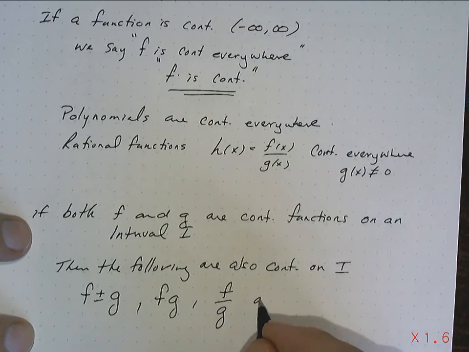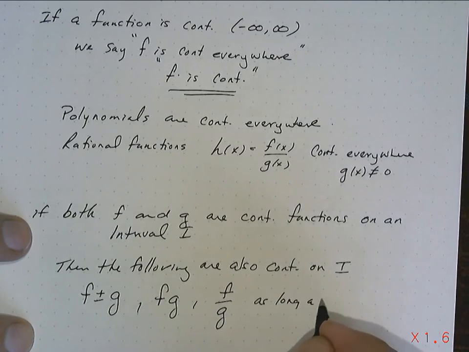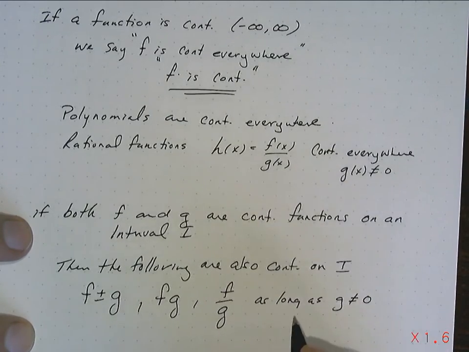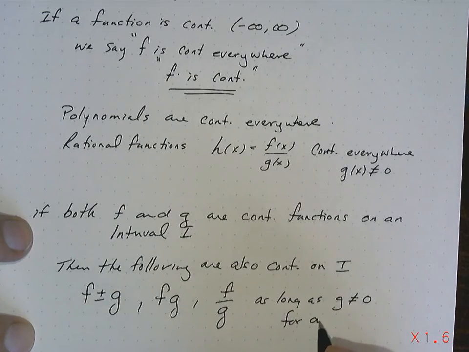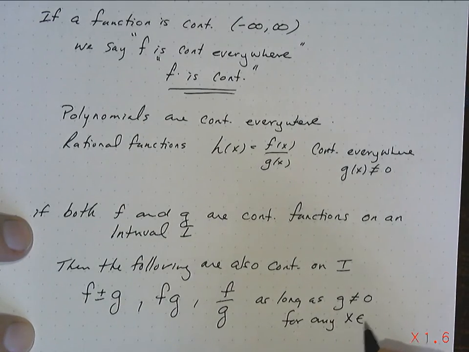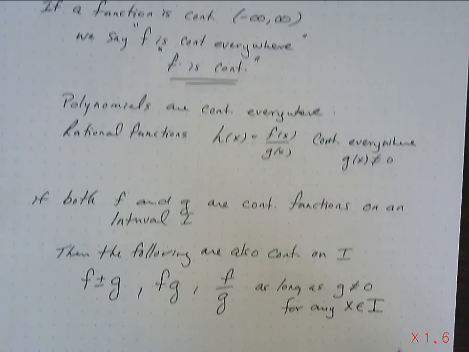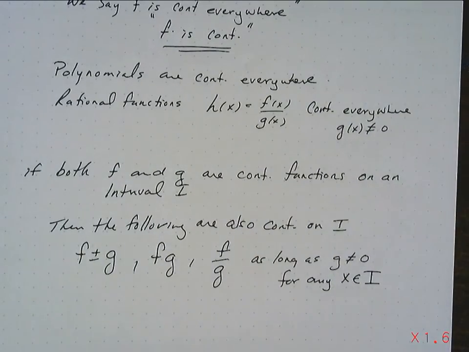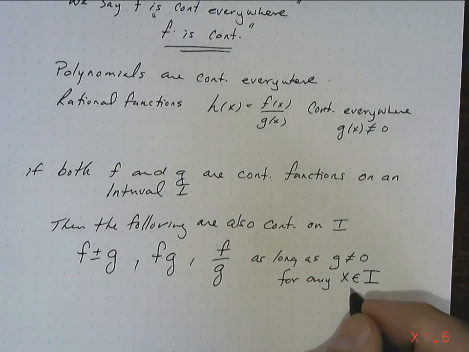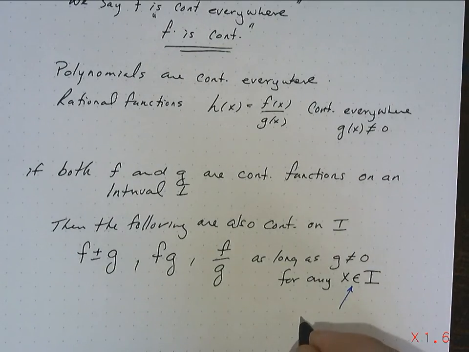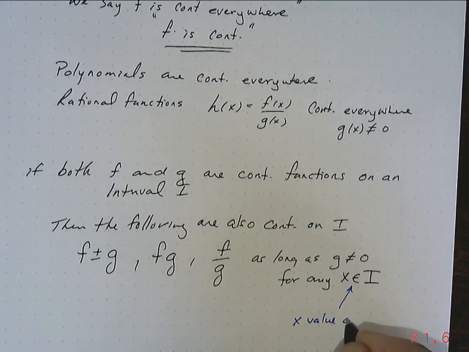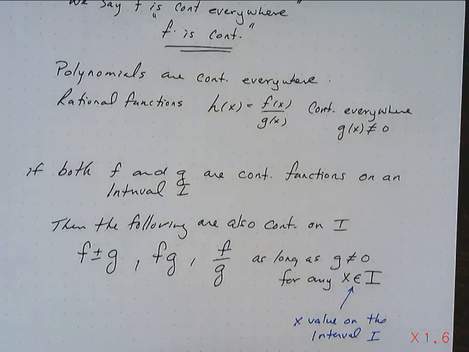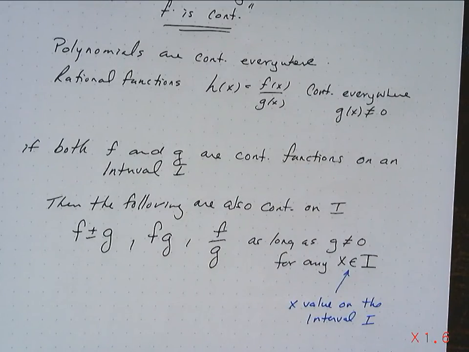And again, as long as g never equals 0 for any x on the interval I. I threw this in here just because I want you to start to be able to read it. This says for any x value, so for any x value on the interval I. That's what that says, and you need to be able to start reading it. So I threw it in there so you can read what that says. I'm going to pause the video there and I'll be right back.